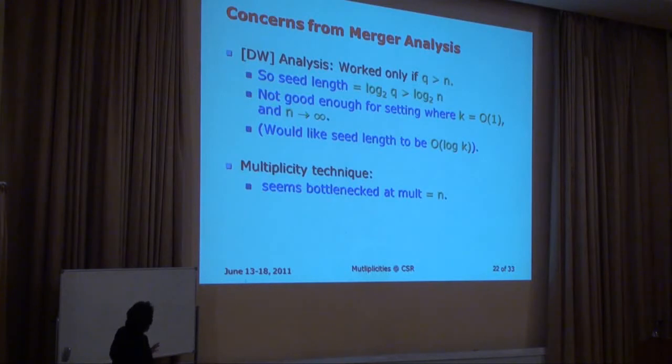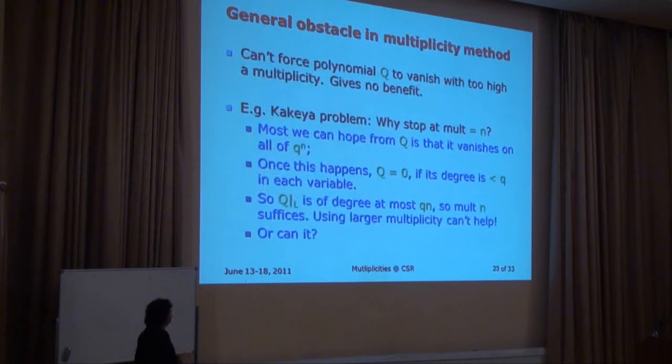And the concerns for merger analysis basically said that, look, so far we have techniques that work as long as the field size is greater than n, but we really wanted to consider situations where the field size was really, really small and n was going to infinity. And the same kind of questions can be asked in the Kakeya sets, and so we wanted to understand why were we stuck at q over n to the power n divided by 4 to the n. Can we do even better?